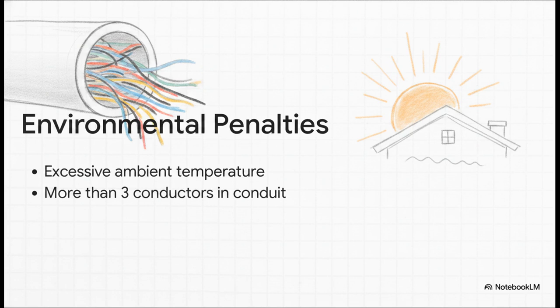When you have an excessively high ambient temperature, or more than 3 current-carrying conductors in a raceway, the code forces us to divide our load by specific adjustment factors found in the 310.15 tables. But, side note here, not all wires count towards that fill. A neutral conductor only counts if it carries the major portion of the load. And equipment grounding conductors, they never count toward this specific penalty.